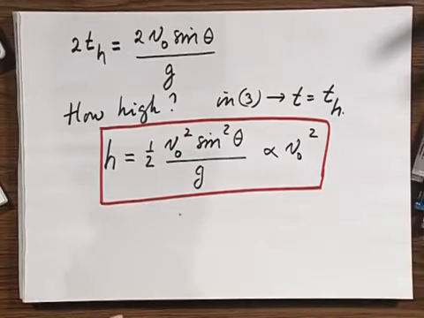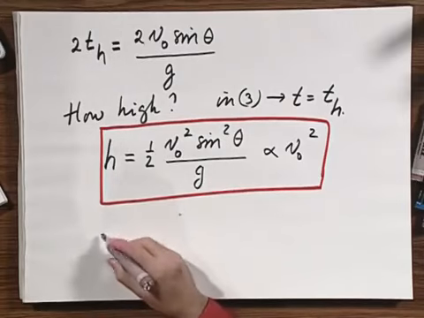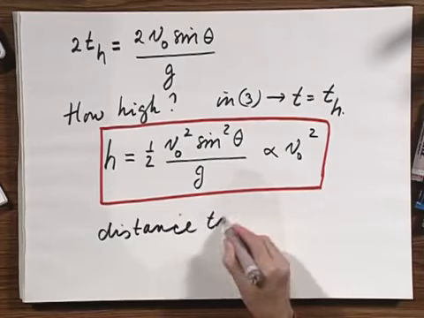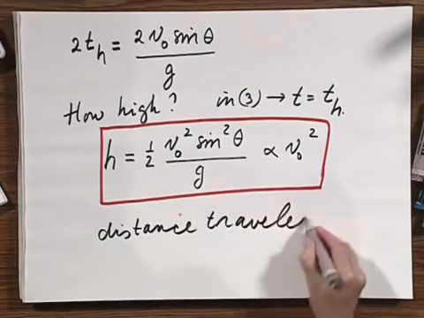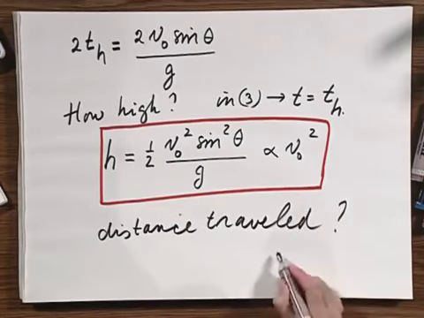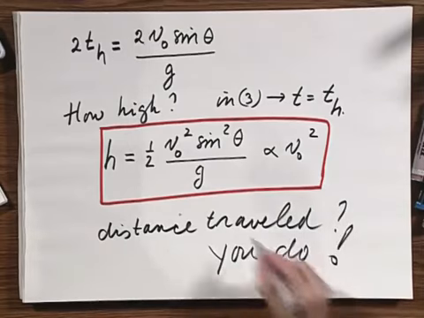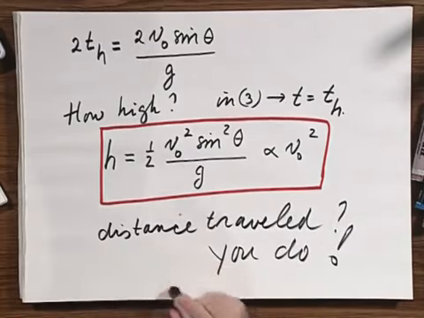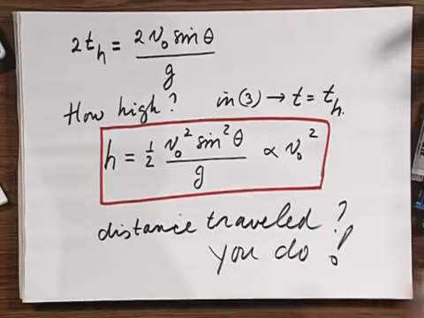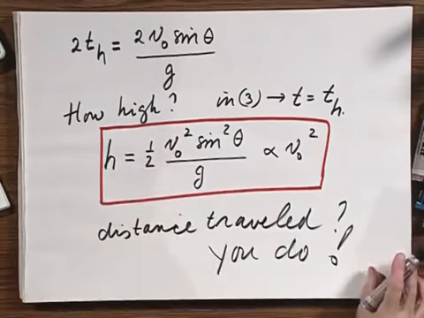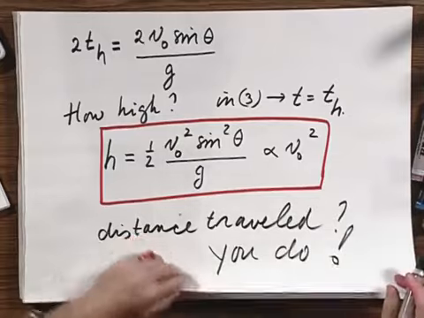Then there is one question left, and that's the one I would like you to deal with, and that is the distance traveled. That is the horizontal distance traveled. And I think you should do that. So when we double v0, how much further does it land in the x direction when v0 is doubled? Okay.